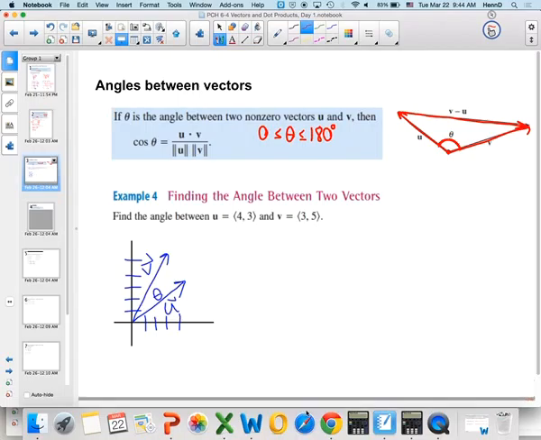So, for example, here we have the vector u that is 4, 3, and I've drawn it here for you. The vector v is the vector 3, 5. Okay, so I've drawn that. We want to find theta, the angle between these two vectors. So, we need to find three things first before we can use our formula. Our formula calls for the dot product and both of the magnitudes. So we need to find each of those first. Okay?